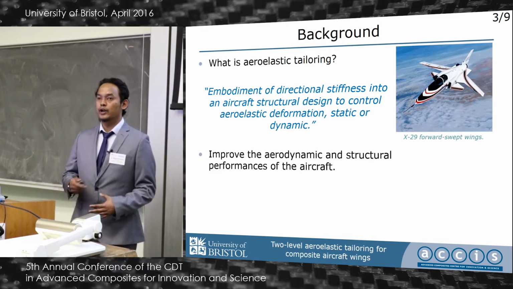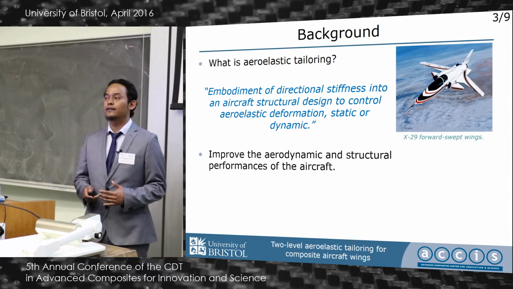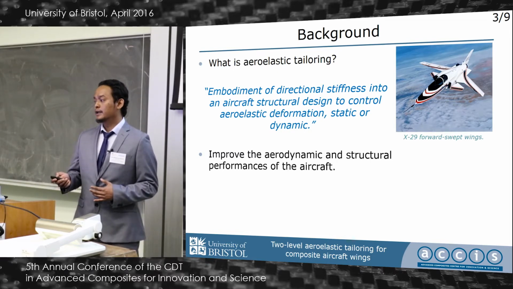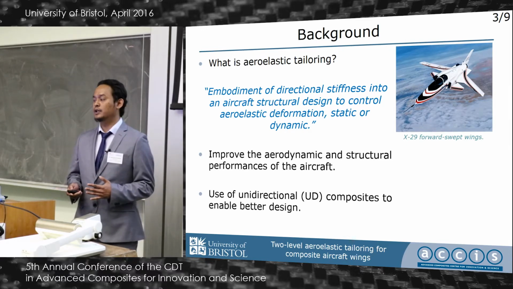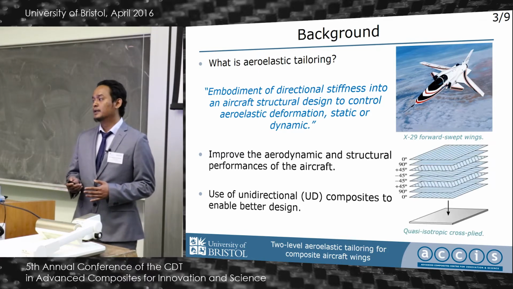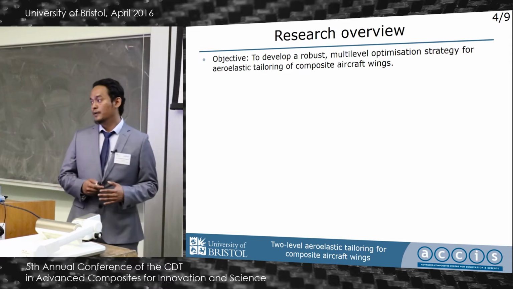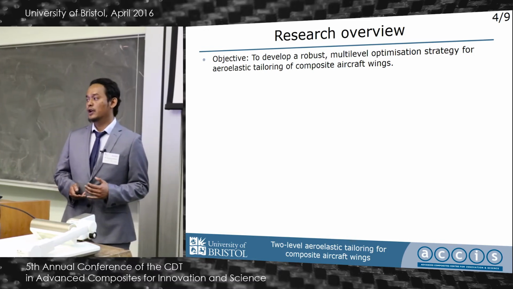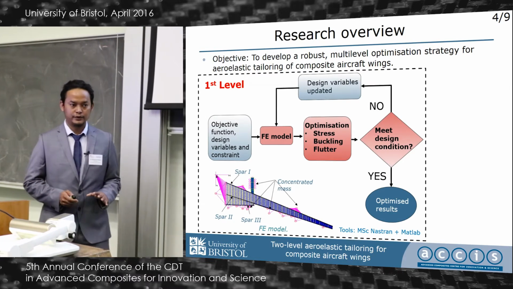Basically, weight minimization is the main objective for aeroelastic tailoring, with the structural and aerodynamic performance as the main constraints. This can be done using composite wing structures. For this particular approach, we opt to use unidirectional composite material to enable better design control. So the research will focus on designing a robust multi-level optimization strategy for aeroelastic tailoring of composite wing design. We opt for two-level optimization.